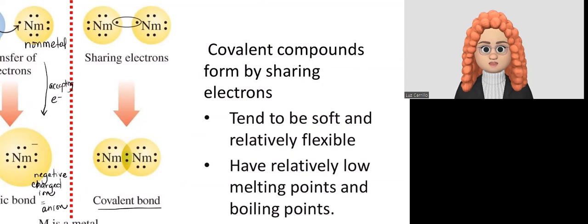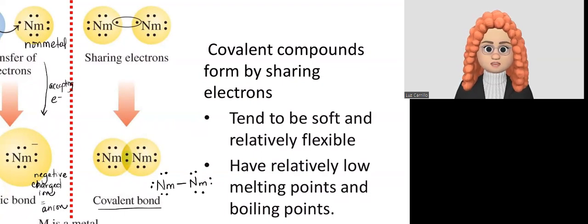To illustrate the covalent bond, instead of showing two dots that are being shared between the two nonmetals, we can also illustrate it by using a line. The rest of the dots are added to the nonmetals. Okay, we are going to learn more about covalent compounds in part 2 of the chapter 3 videos.